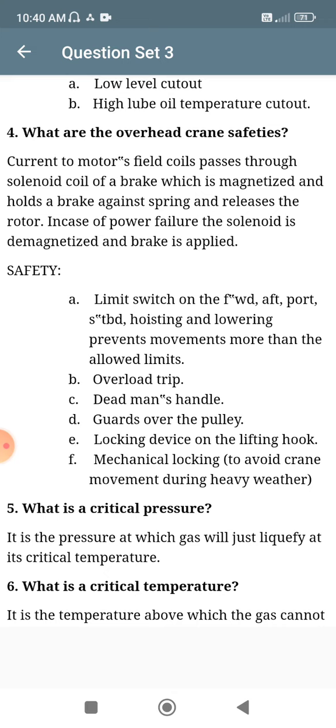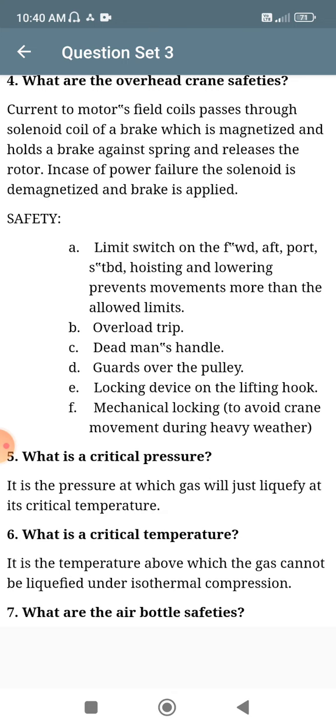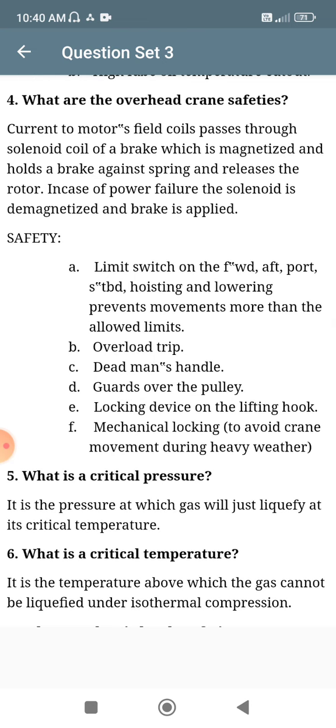Safeties are, there will be limit switches, that means forward and aft, port and starboard side, and by hoisting and lowering they will prevent movement more than the allowed limit. The other trips are overload trip, deadman's handle, guards on the pulley, locking device on the lifting hook, and mechanical locking to avoid crane movement during heavy weather. So these are the overhead crane safeties.